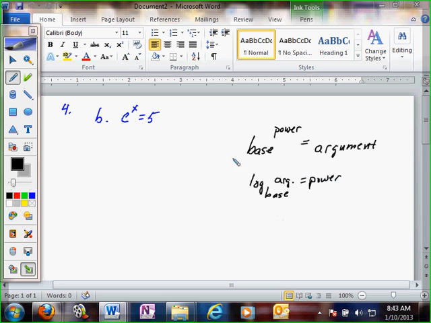So using this information, you should see that the base is e. So I have log base e. The argument is 5, is equal to the power, which is x. And log base e, I would like for you to make sure, if you're converting, to change that to ln. ln 5 is equal to x. That is your answer.